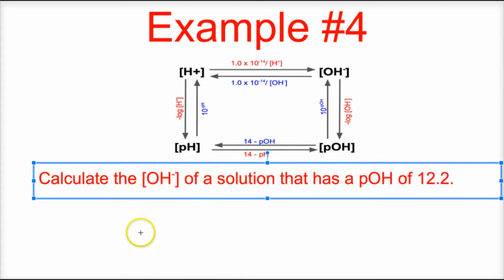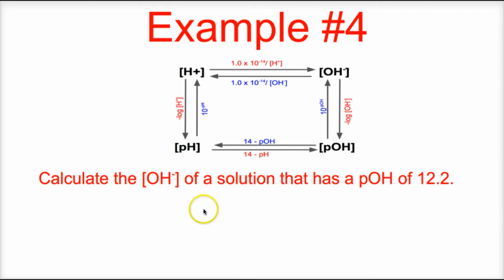All right, in this example, it says to calculate the OH minus concentration of a solution that has a pOH of 12.2. So in this problem, we're asked to calculate the OH minus concentration. We want to know what this is when we know the pOH is this right here. So this is the given quantity right here. The way I do that is simply to take the inverse log of this and we'll get our answer.